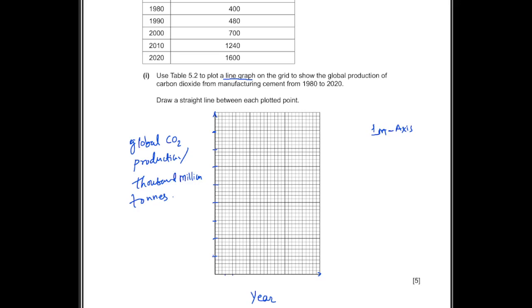Okay, so this is 1, this is 2, 3, 4 and 5 years we got. So I'll just start with 1980, 1990, then we have 2000, 2010, 2020. We'll start with 16.